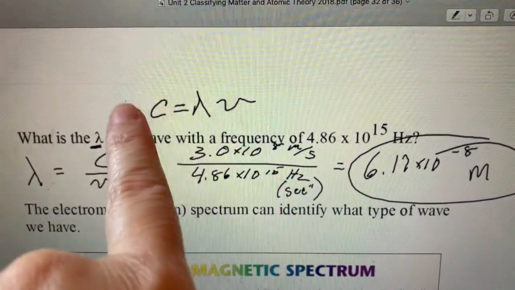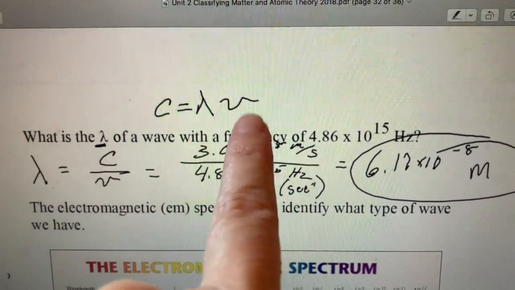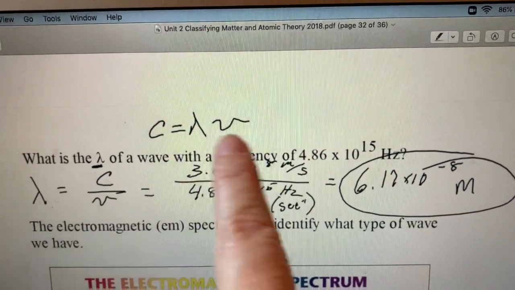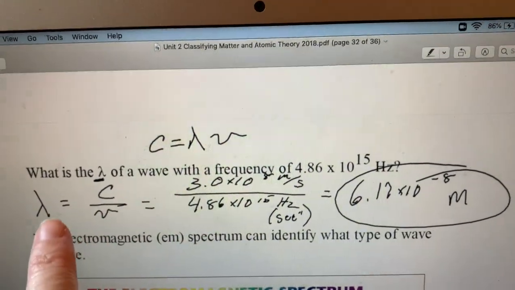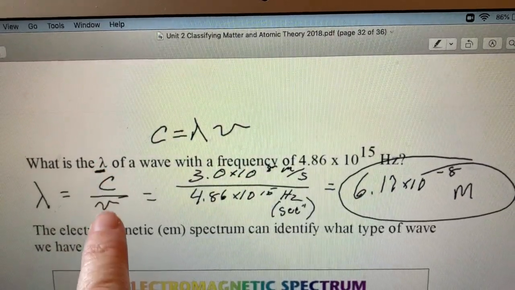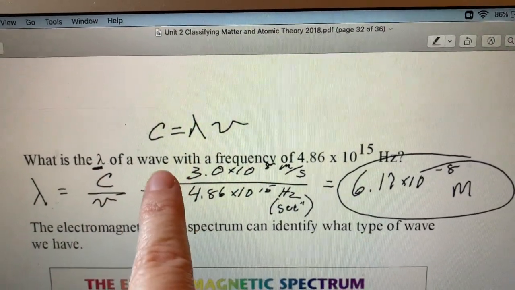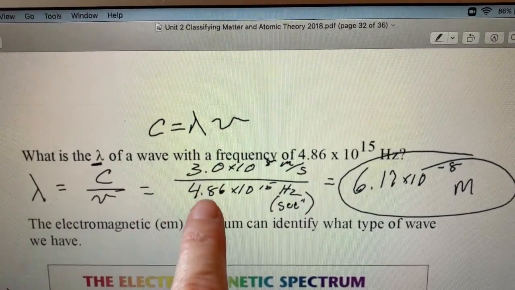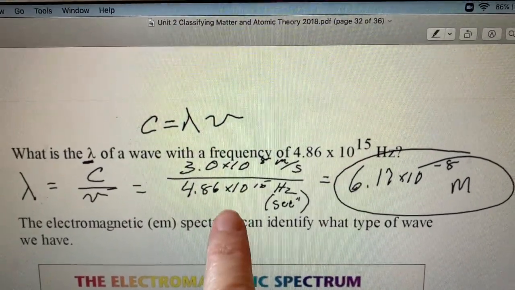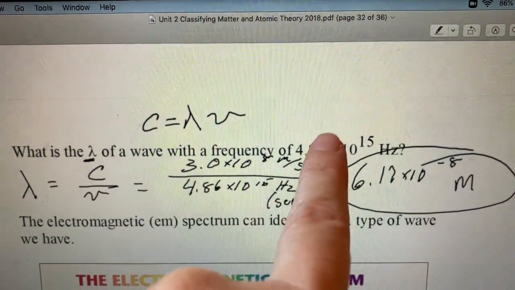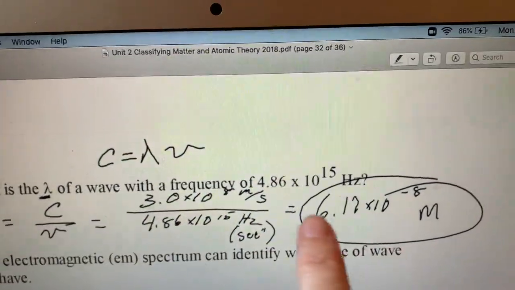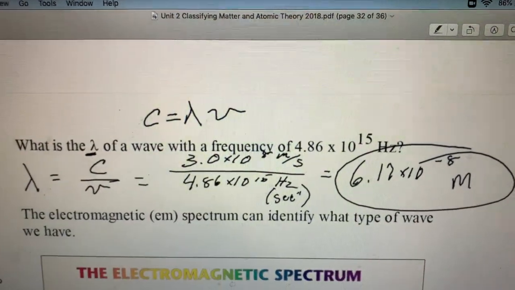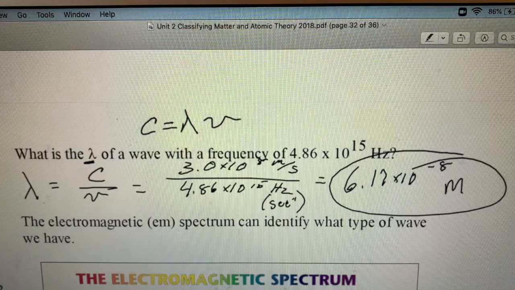Here's my original equation. c is equal to lambda nu. I'm solving for lambda. What did I do? I divided each side by frequency. So wavelength is equal to the speed of light over frequency. My speed of light never changes. It's 3 times 10 to the 8th meters per second over the hertz I gave you in the problem, which remember is per second. So your seconds divide out, and then you're left with a length measurement, which is absolutely what you should be left with. And it should be about 6.17 times 10 to the negative 8th.